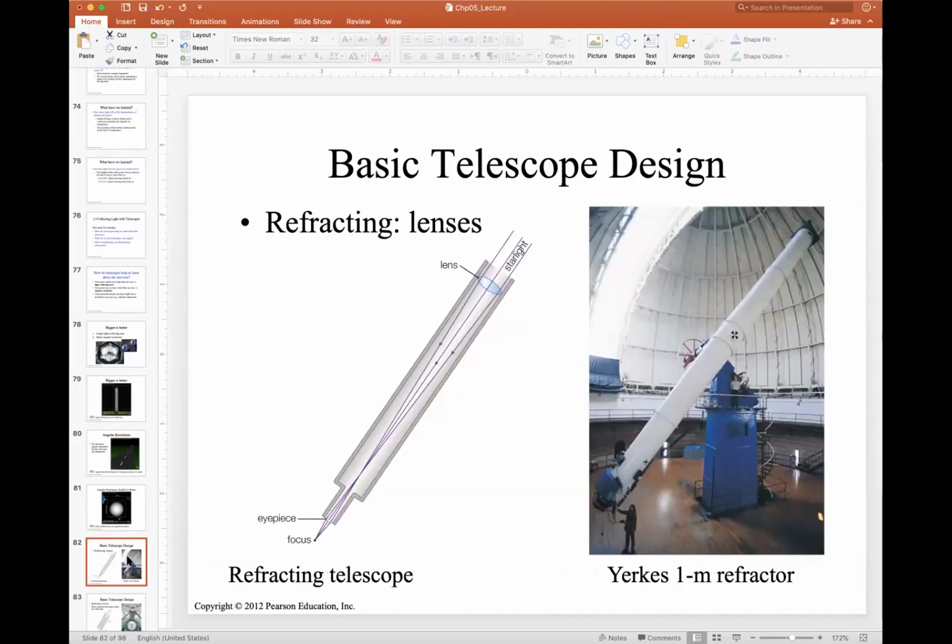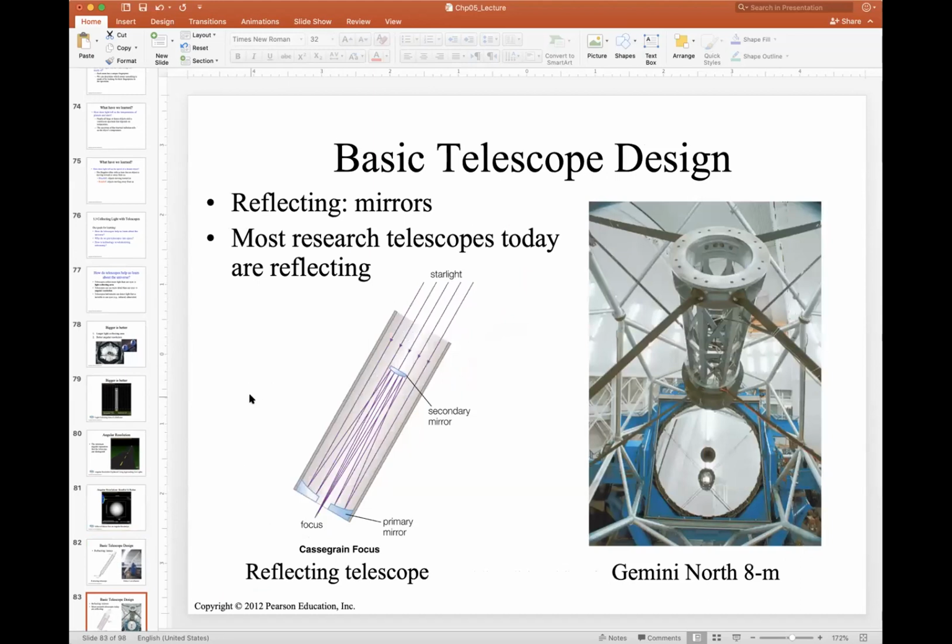Okay, so the basics of a telescope: you have a refractor, or refracting telescope, which is basically where the light gets in and is refracted through a lens, then goes through an eyepiece to a focus point, and you're looking at the focus point. But most of the research telescopes are designed in a different way. They are reflecting. So it's a combination of a mirror and a lens. Here you have a primary mirror, and that's where the light is hitting and getting reflected. And then you have a secondary mirror, which reflects the light for you a second time.